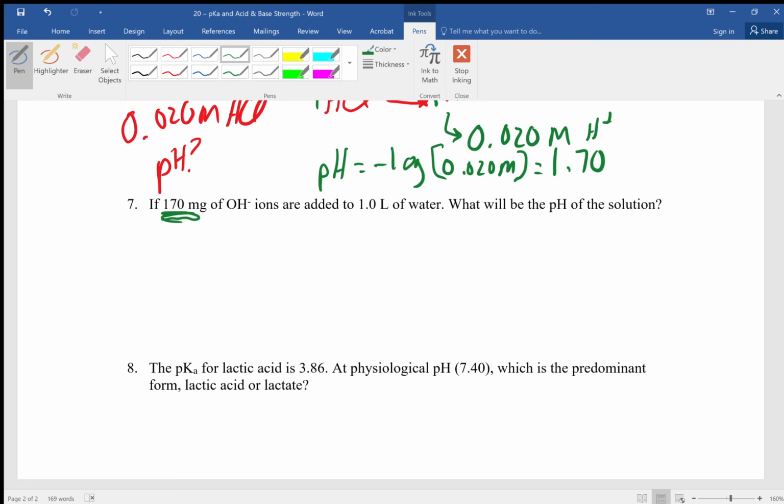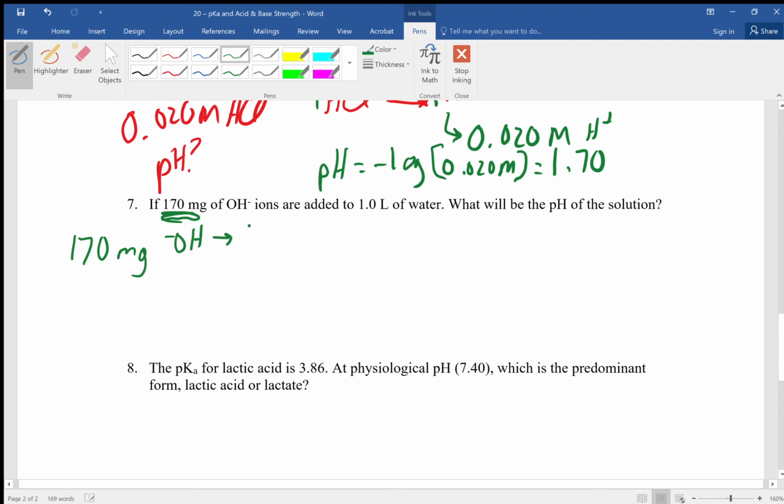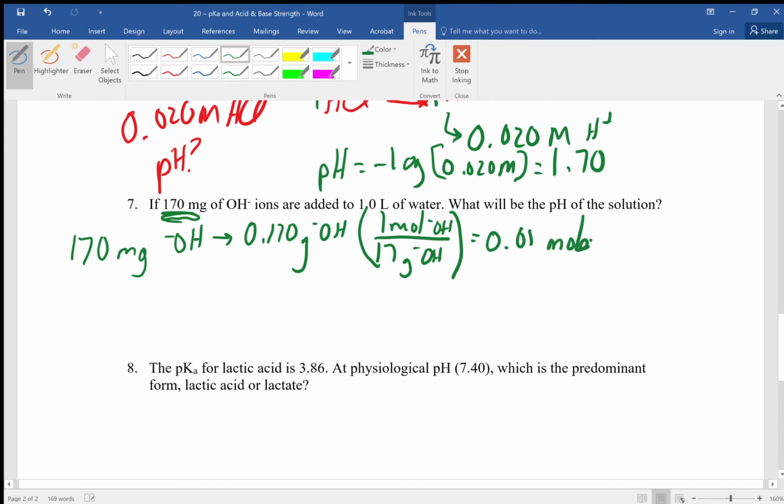Now, before we can calculate pH, we need molarity. So we're going to have to convert our 170 milligrams of hydroxide to grams. And we do that by dividing by 1,000. And then, using the molar mass of hydroxide, we can convert that to moles. So 1 mole of hydroxide has a mass of 17 grams. So we have here 0.01 moles of hydroxide.